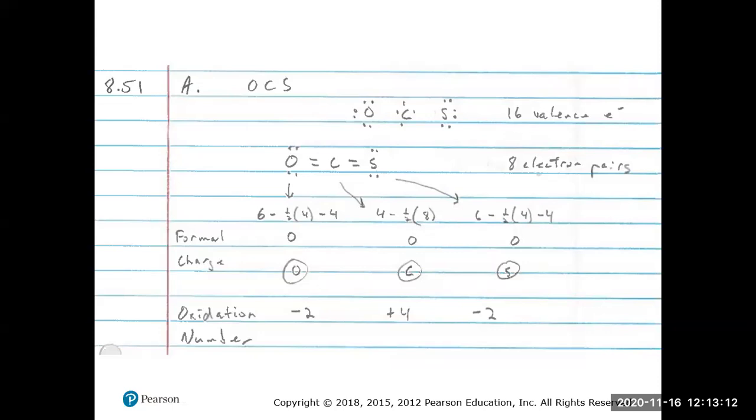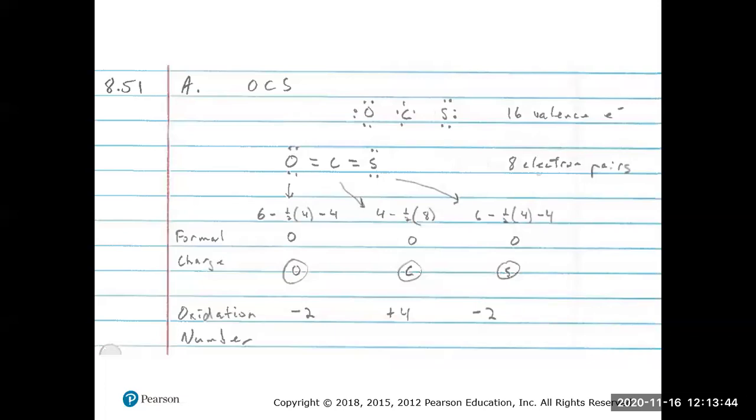And so we can use that information to put together our Lewis structure, which is oxygen double bonded to carbon, and then the carbon also double bonded to sulfur. We can calculate out the formal charge of this. So we have the number of valence electrons minus 1/2 times the number of bonding electrons minus the number of free electrons.